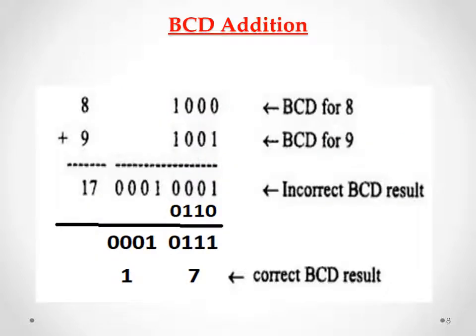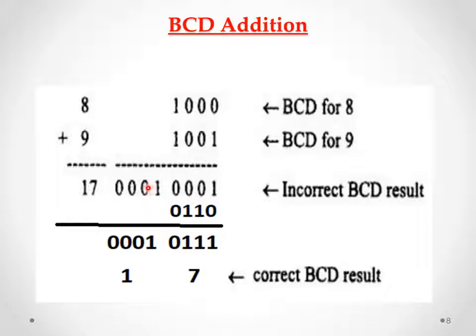Now 8 plus 9. 8 plus 9 is 17. Now let's see it in BCD: 1000 and 1001. So we are adding these two. 0 plus 1 is 1, 0 plus 0 is 0, 0 plus 0 is 0, 1 plus 1 is 0 with a carry. So when the carry is present, it's an invalid number.